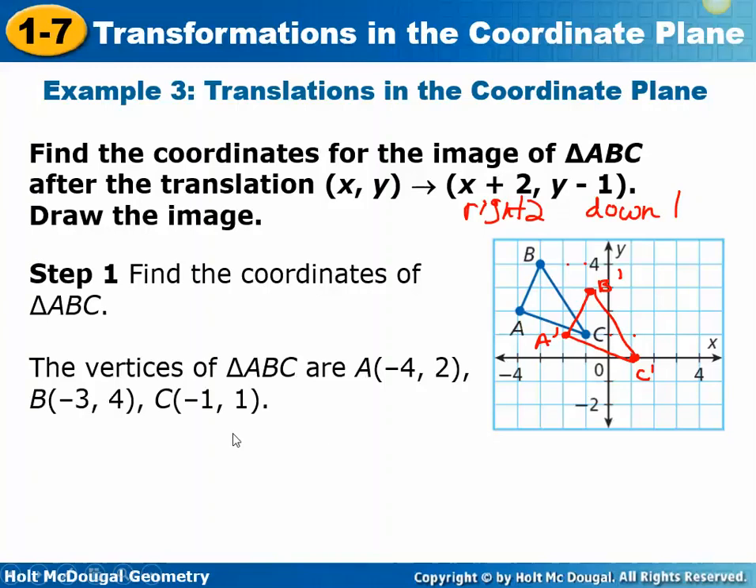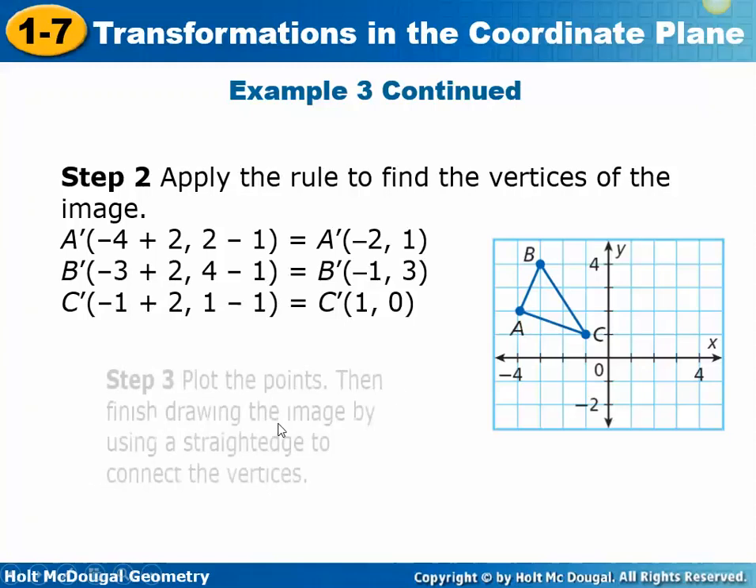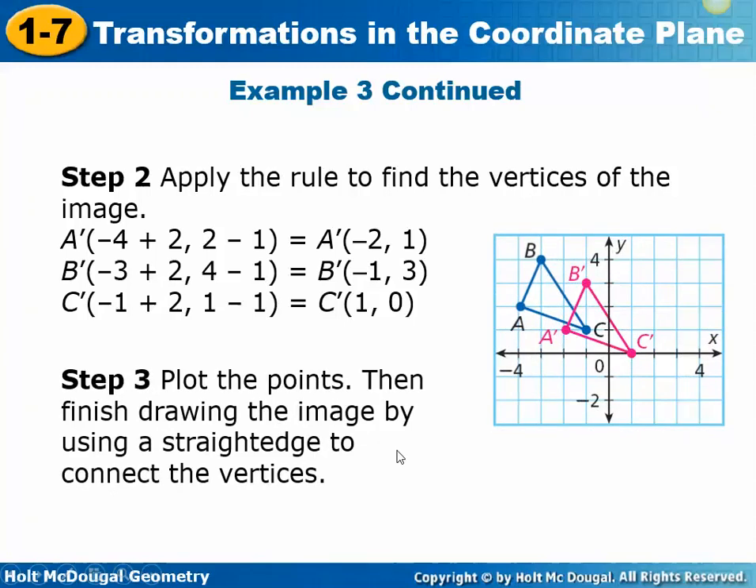Oh, you can also do it this way. You can write the coordinates of the original, and then you can just do some math. You can do the rule, add 2 to each of the x-coordinates, and you can subtract 1 from each of your y-coordinates. If they ask you for the coordinates, that's the easiest way to do it. But you'll see that their triangle, their red triangle, ended up in the exact same place that my triangle did.